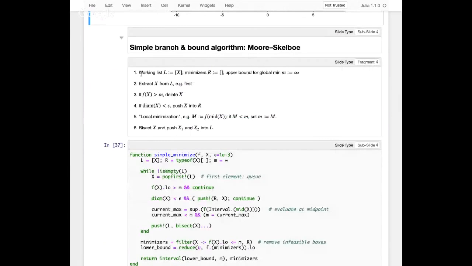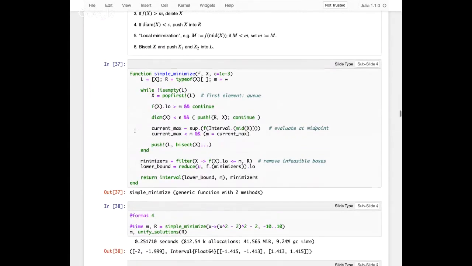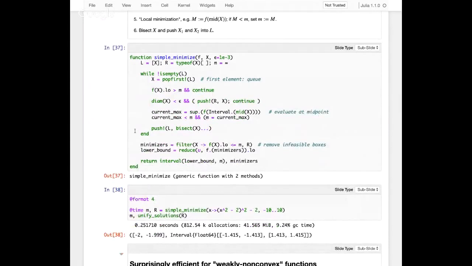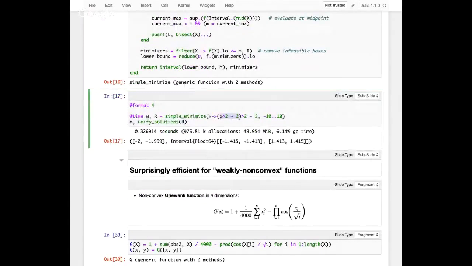So, you know, there it is in words, here it is in code. So, you know, Julia's not doing that well. It's only 6 lines of pseudocode, but it's 12 lines of Julia code, or 13 or something. No, I mean, seriously, it's amazing that I can write the entire branch and bound algorithm in that much Julia code, right? So for example, here I am minimizing this function, which has 2 global minima, which have the same depth. Here's the value of the global minimum, and here are the enclosures of the minimizers.